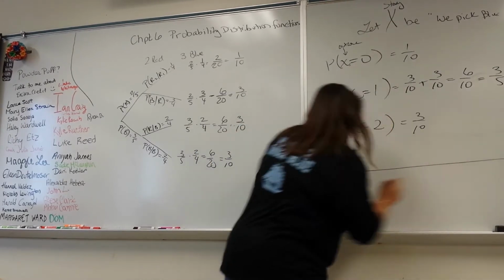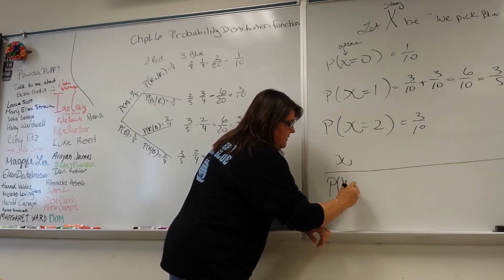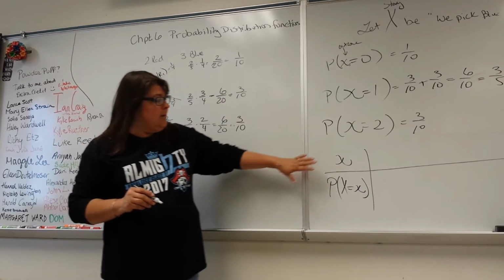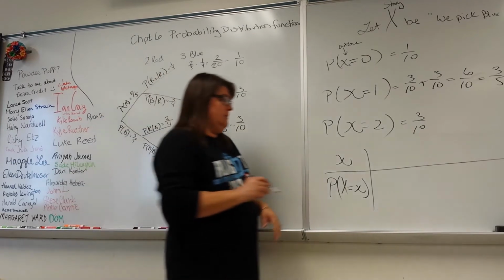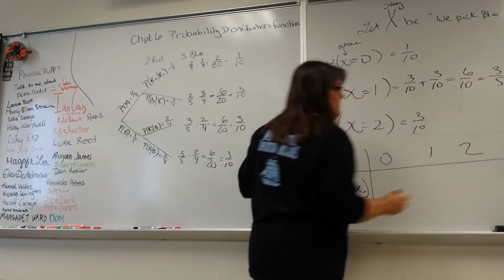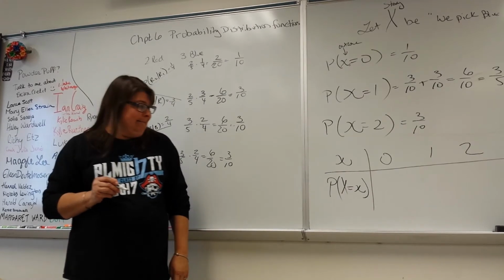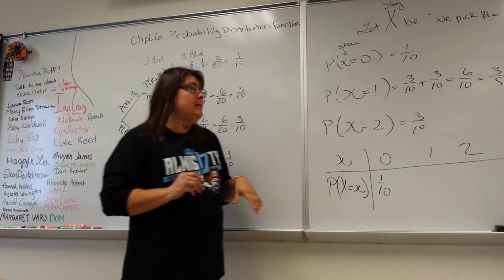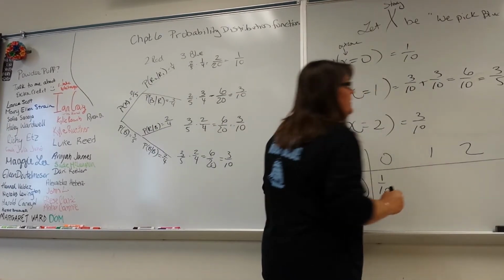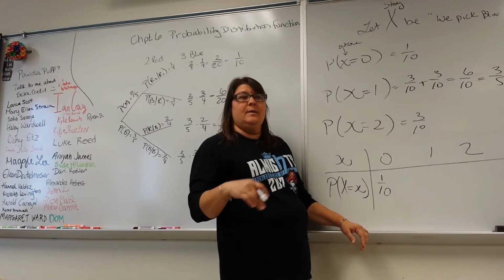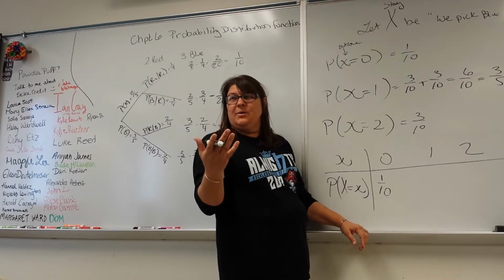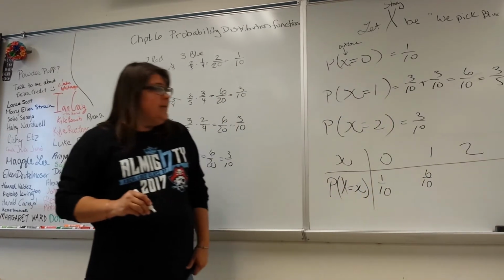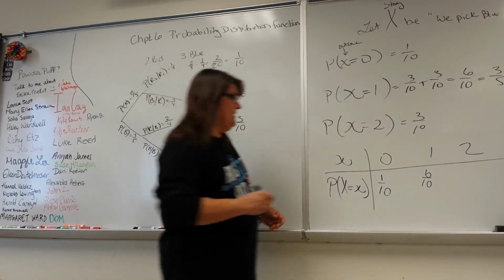Scenarios. Probability that X is little x. What were the outcomes that could happen for this story? 0, we picked none, 1, or 2. What was 0? 1/10. What is 1? 3/5. If you want, you can leave it at 6/10, because what am I putting at the end? I say total. It's easier to add when they're all common denominators. And then last but not least, 3/10.